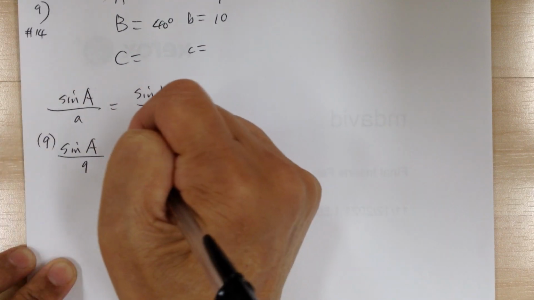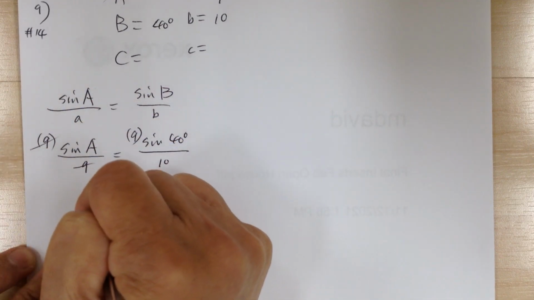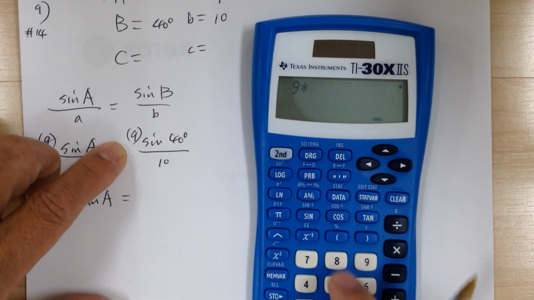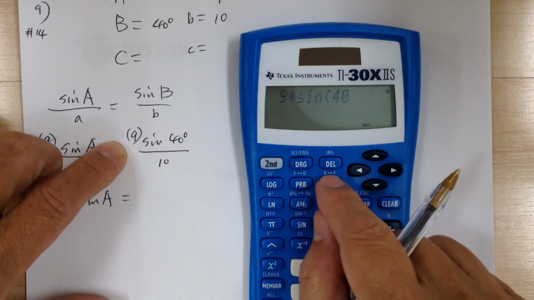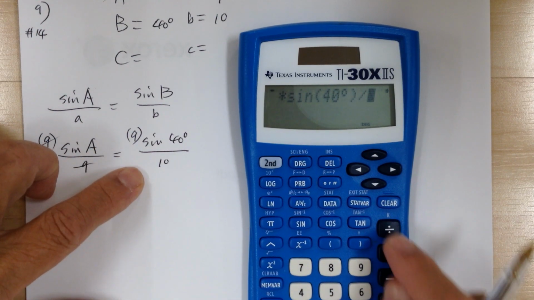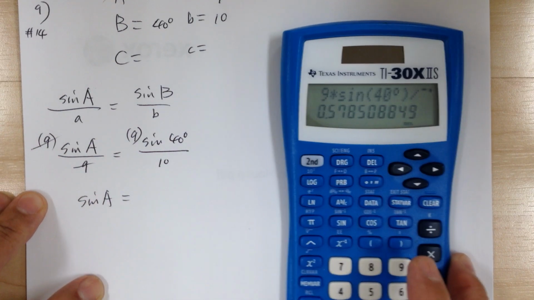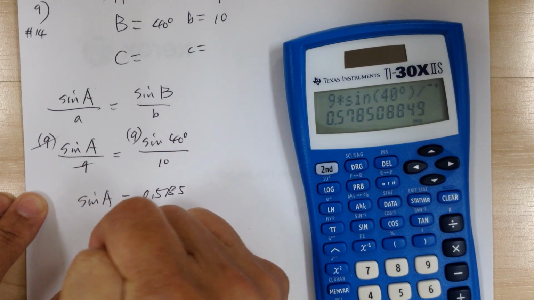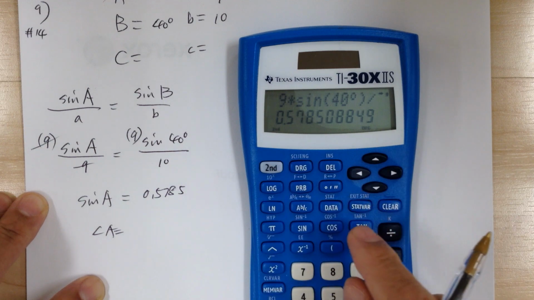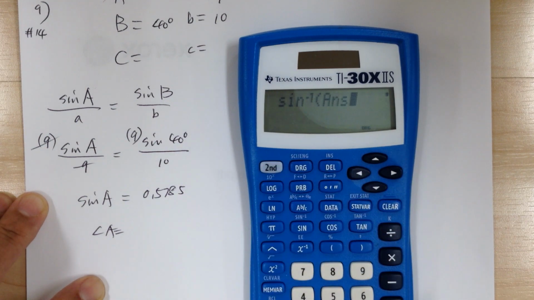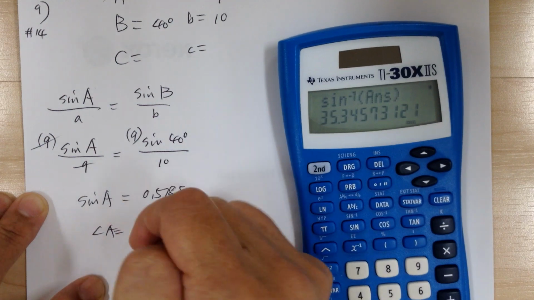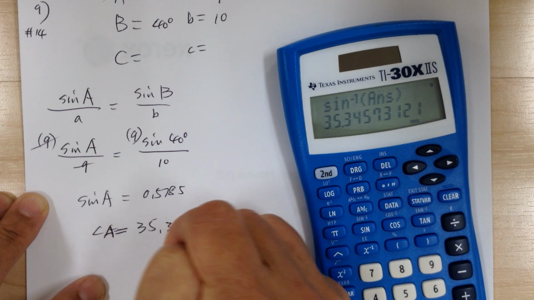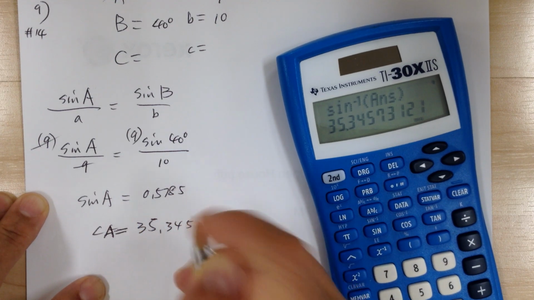Multiply by 9 on both sides, so this cancels out. Sine A equal to, get a calculator. You get 9 times sine of 40 degrees divided by 10 equal to 0.5785. So angle A will equal, you go second function sine of the answer I got from before, equal, so angle A equals 35.345.